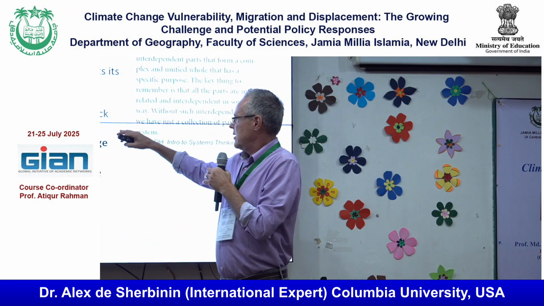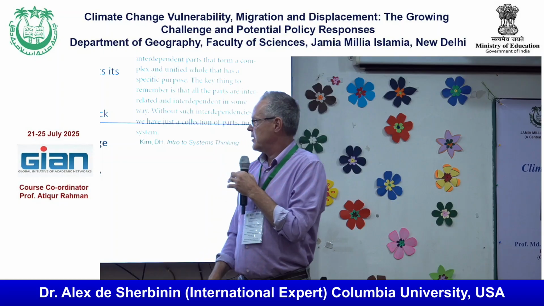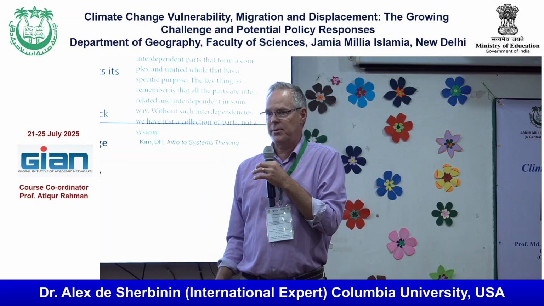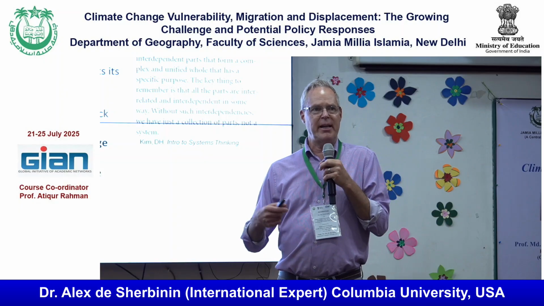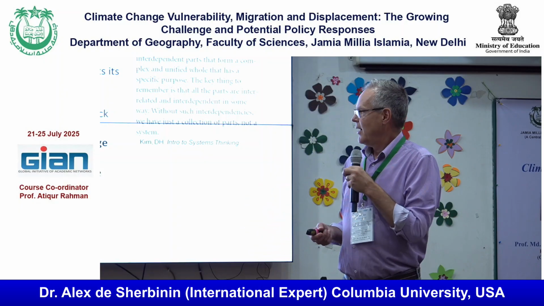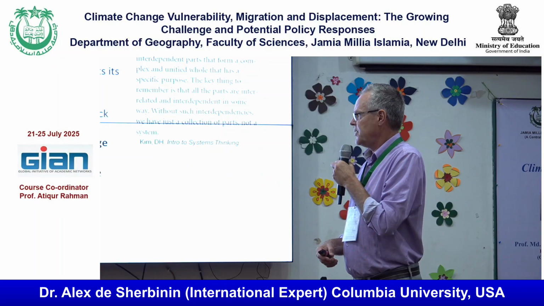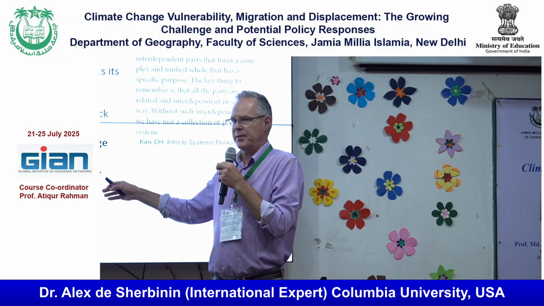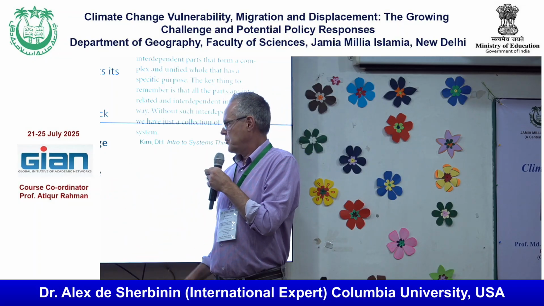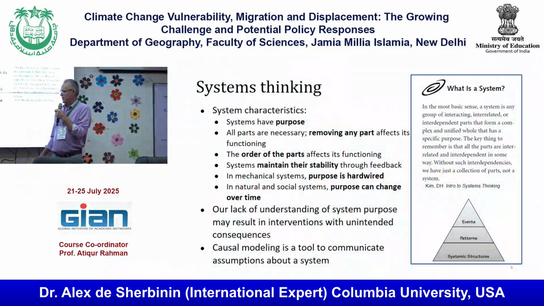So we know that in cars and other things, the system is hardwired. In natural and social systems, the purpose can actually change over time, so there can be evolution in the systems. Our lack of understanding of the system purpose may result in interventions with unintended consequences. Causal modeling is a tool to communicate assumptions about a system. So the example I gave yesterday is probably a good one.